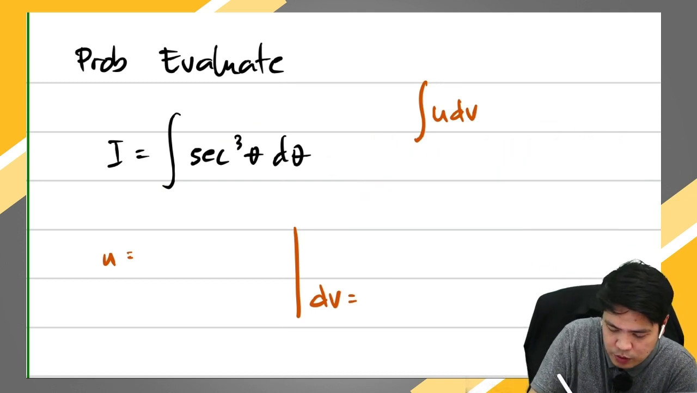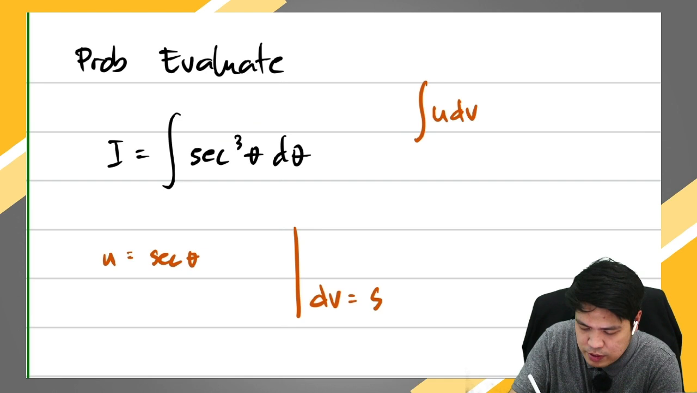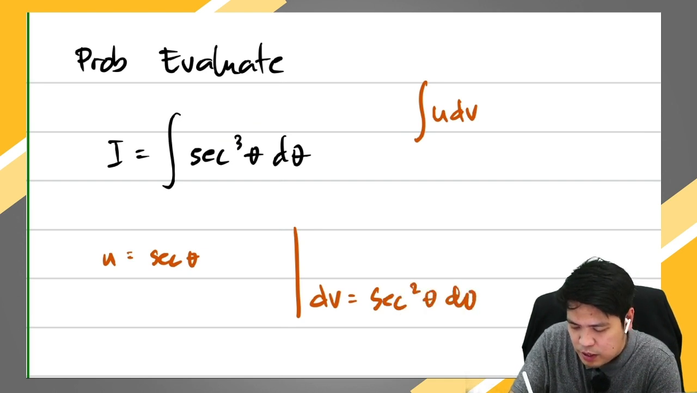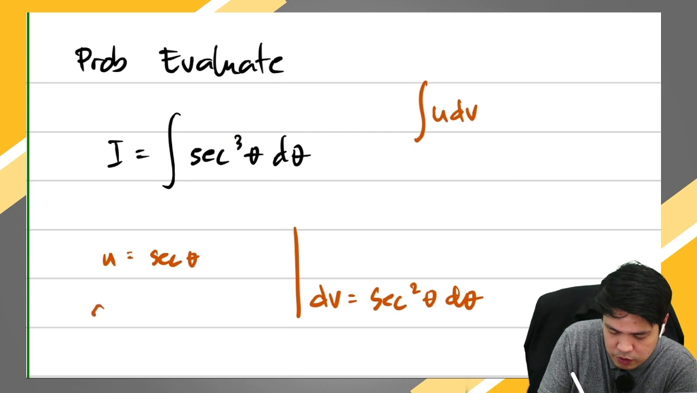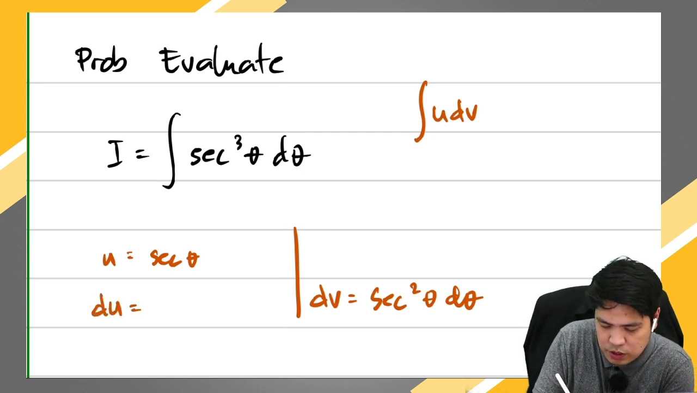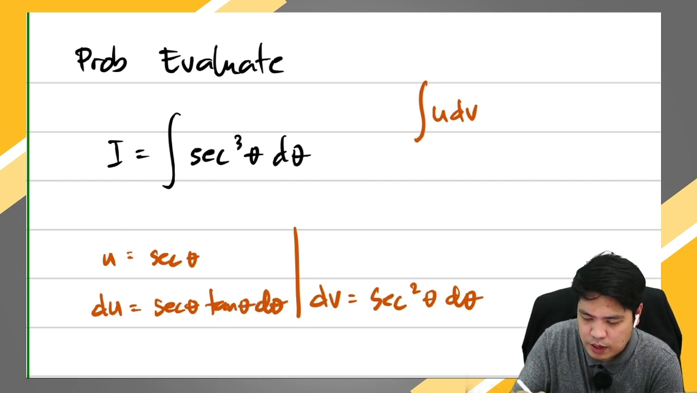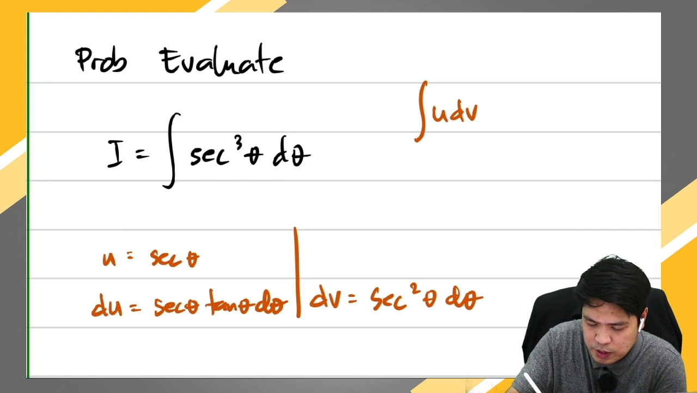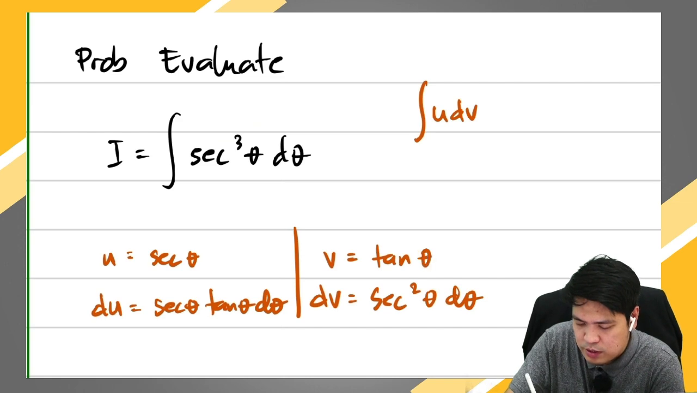So u, I will assign secant theta as u and secant squared theta d theta as dv. So it follows that the derivative of u, du, is equal to secant theta tangent theta d theta. And for the integral of dv, we have a formula for that. So we have v is equal to the integral of secant squared theta, which is just tangent theta.